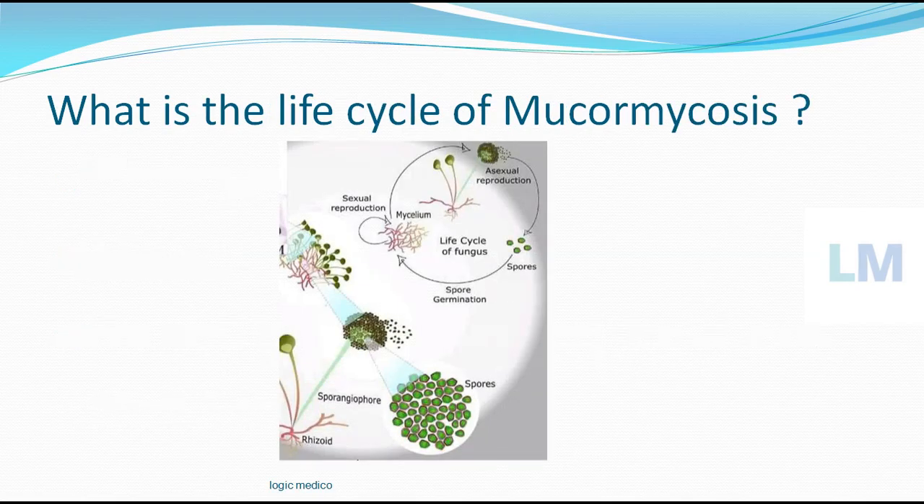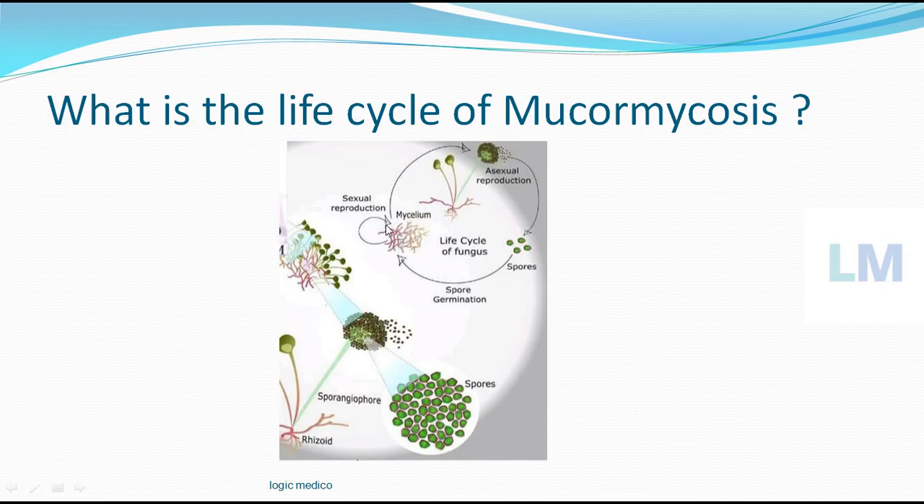What is the life cycle of mucormycosis? See, basically there are two types of life cycle, the sexual reproduction and asexual reproduction of this fungus. They will be available in the form of spores in the soil so that they can survive all types of temperature. Also they are freely available in the environment. The spores will germinate whenever a humid atmosphere is available, and it will form the mycelium.